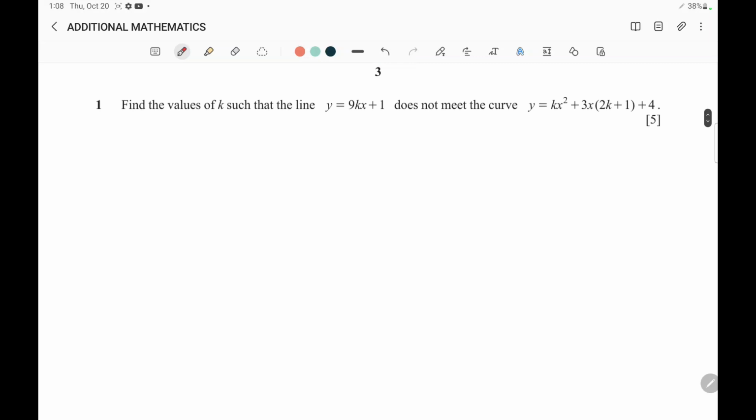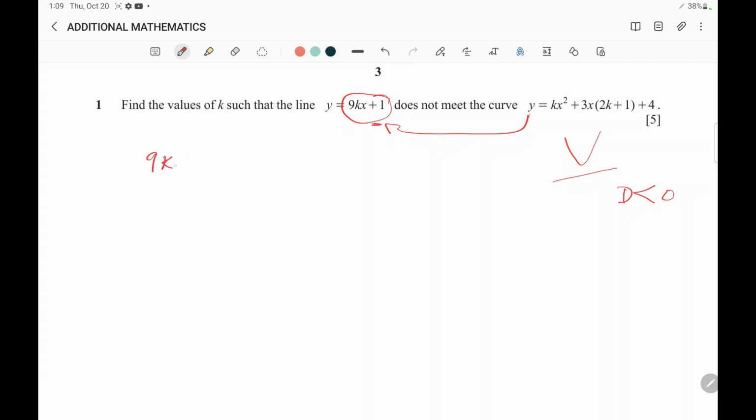The question says, find the values of k such that the line does not meet the curve. So we know that this is our curve and this is a line. When we solve these two, since the two curves are not intersecting, the discriminant must be less than 0, right? No solution should be there. So just equate this y to this, because this is also y and this is also y. Instead of this y, we have to write this term.